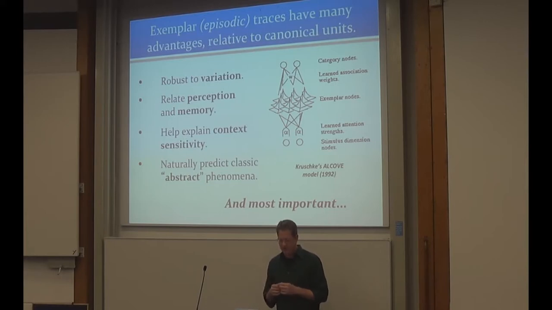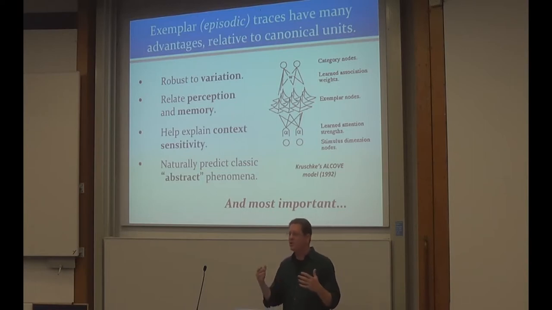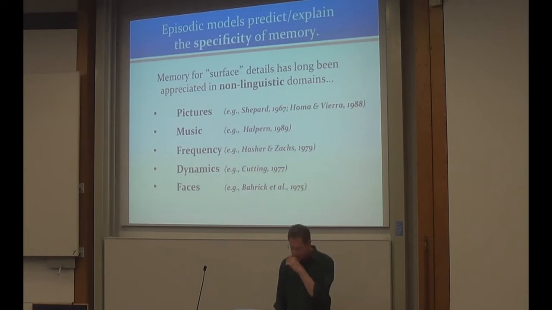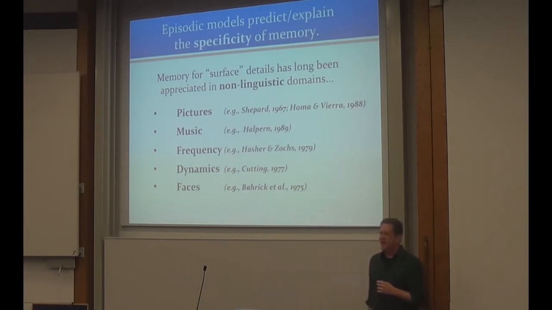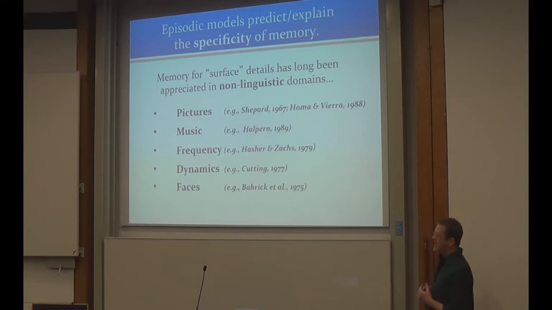Most importantly, and the reason why exemplar models work, is that they're able to predict abstract phenomena. You can abstract a prototype and get prototype enhancement effects out of a set of exemplars, for example. Getting a little bit more concrete, in lots of domains outside of spoken language, and spoken language is one of these things where it's got a history with linguistics and it's sort of separate from other parts of cognitive psychology, for better or for worse, in non-linguistic domains, we see this all the time, that there's great memory for what I call surface details.